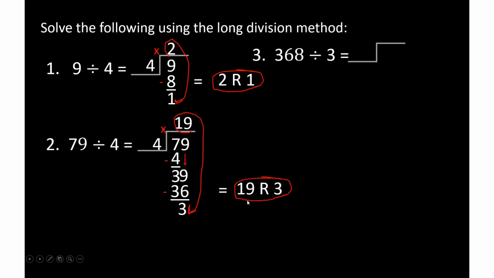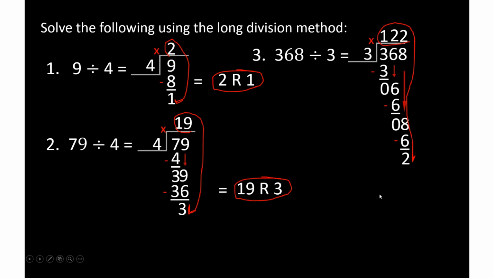Good job. So our answer is 19, remainder 3. Number 3. Good job. The answer is 122, remainder 2. When you divide 368 by 3, you have 122, remainder 2.